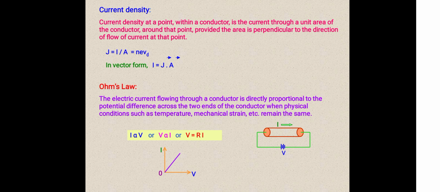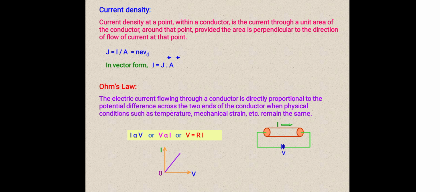Look, this graph is an I versus V graph. So for the I versus V graph, the tangent will be delta I by delta V. So R will be 1 by tan theta. Tan theta means here delta I by delta V, so 1 by tan theta will be delta V by delta I. So this will be the resistance.